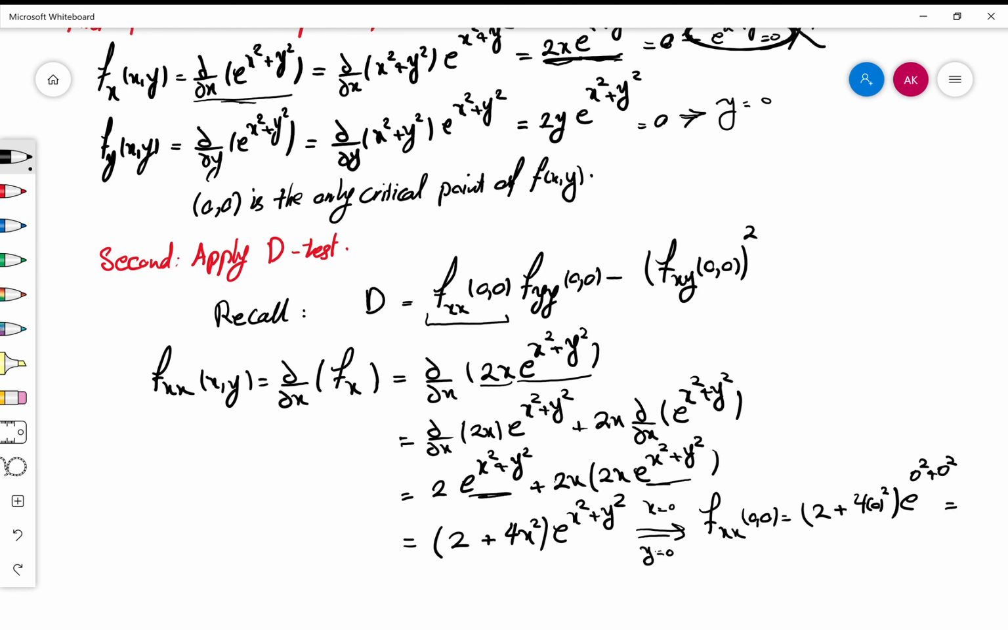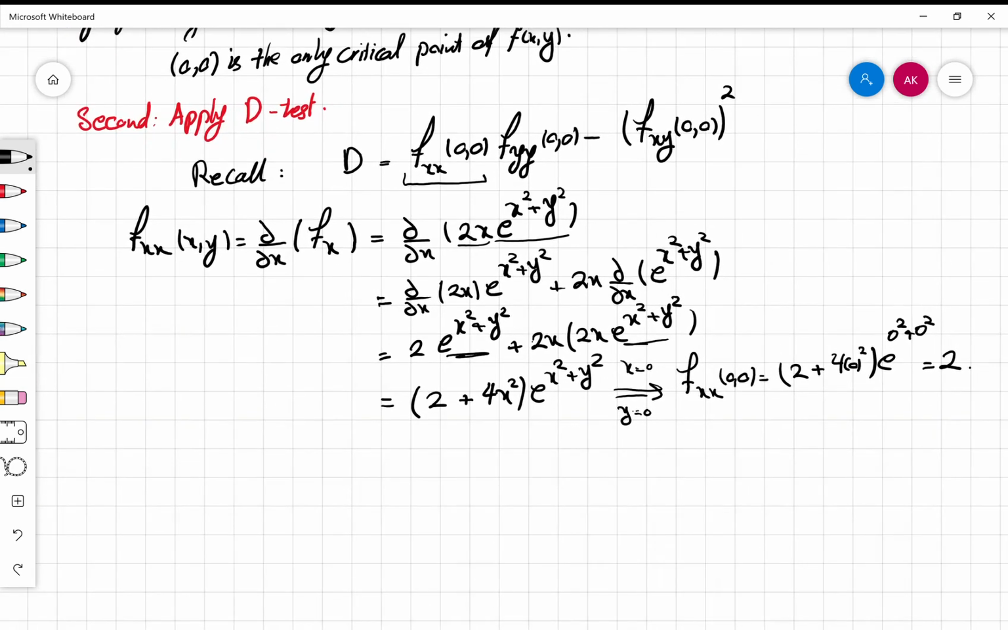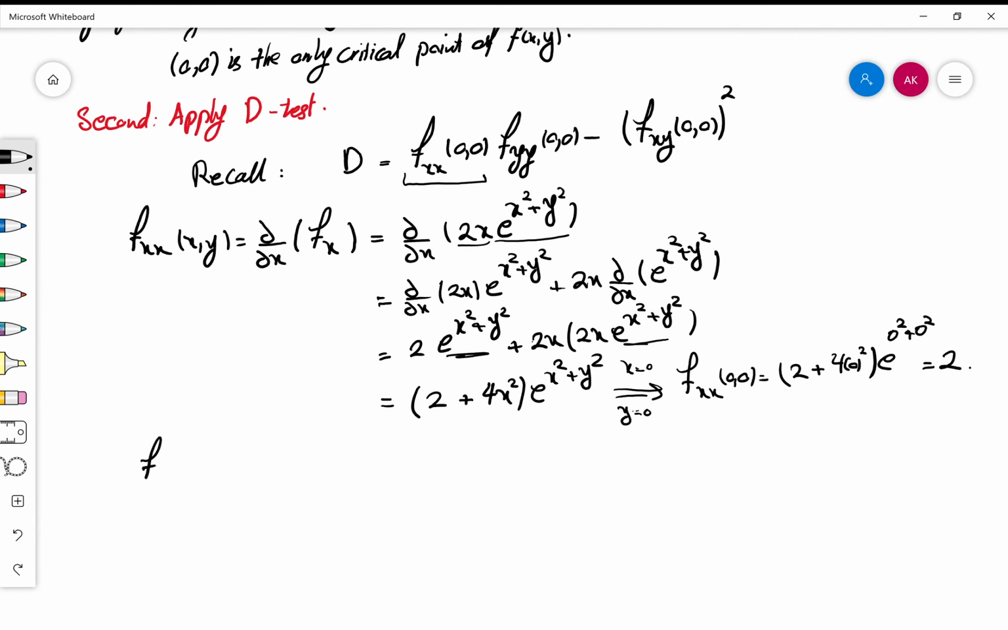And here, e to the power 0 squared plus 0 squared is just e to the power 0, which is 1. And 0 squared times 4 is 0 plus 2, so the whole thing is going to be 2. That's nice. How about fyy?